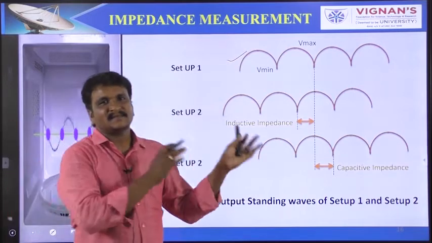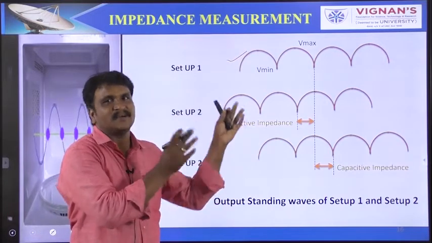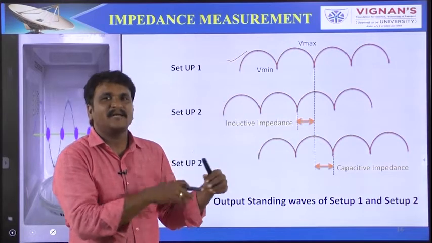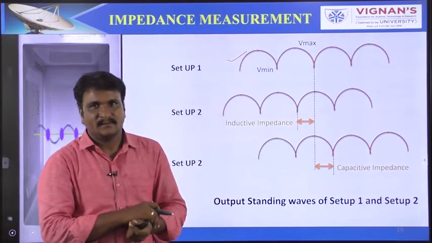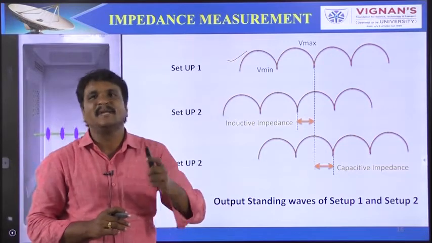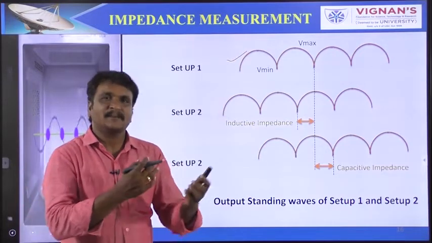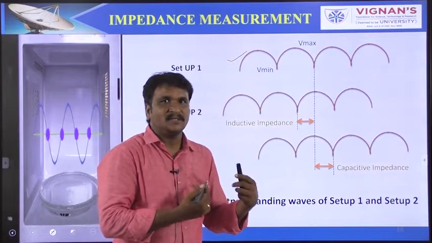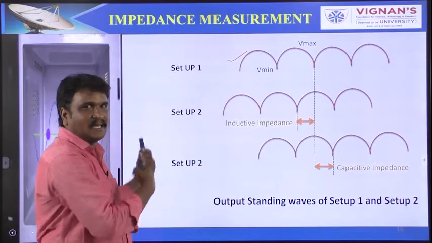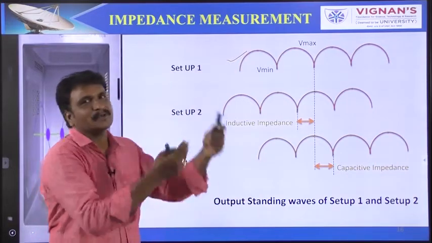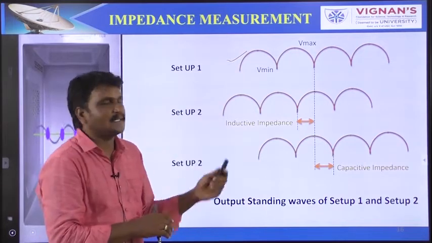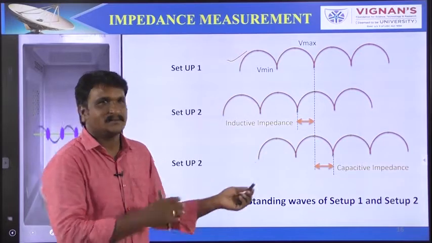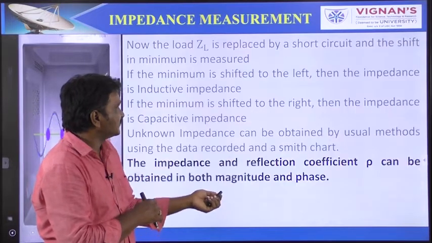Once you replace the load impedance from the first bench setup with the shorting plate, we have to measure the minimum value. If the minimum is shifted towards the left, that is inductive impedance. If the same minimum is shifted to the right, that is capacitive impedance, which we can observe from this.